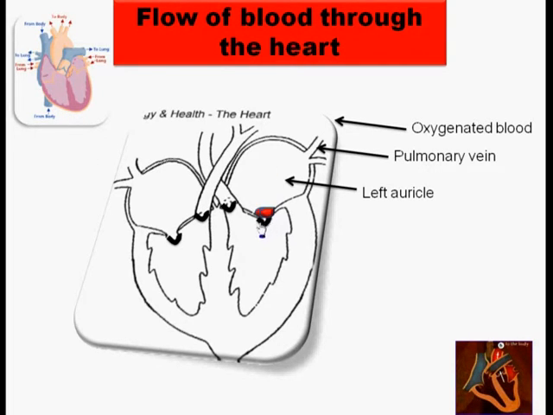Now right here, this black thing right here, what do you think it is called? All right, it is called a what? Bicuspid valve. Why? Because bi means what? Two. So therefore it has what? Two valves. Now what happens now?